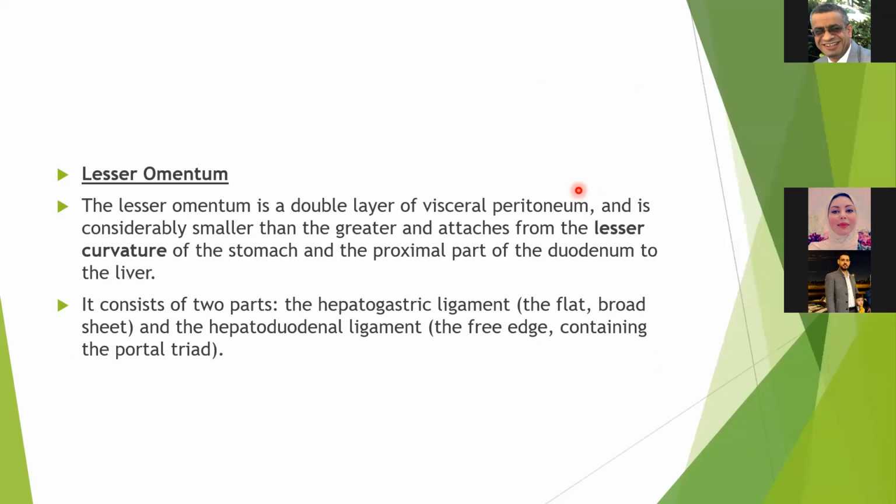The lesser omentum is a double-layered visceral peritoneum and is considerably smaller than the greater omentum, attached to the lesser curvature of the stomach and the proximal part of the duodenum. It attaches the lesser curvature of the stomach and the proximal part of the duodenum to the liver. It consists of two parts: the hepatogastric ligament, which is the flat, broad sheet, and the hepatoduodenal ligament, which is the free edge and contains the portal triad.